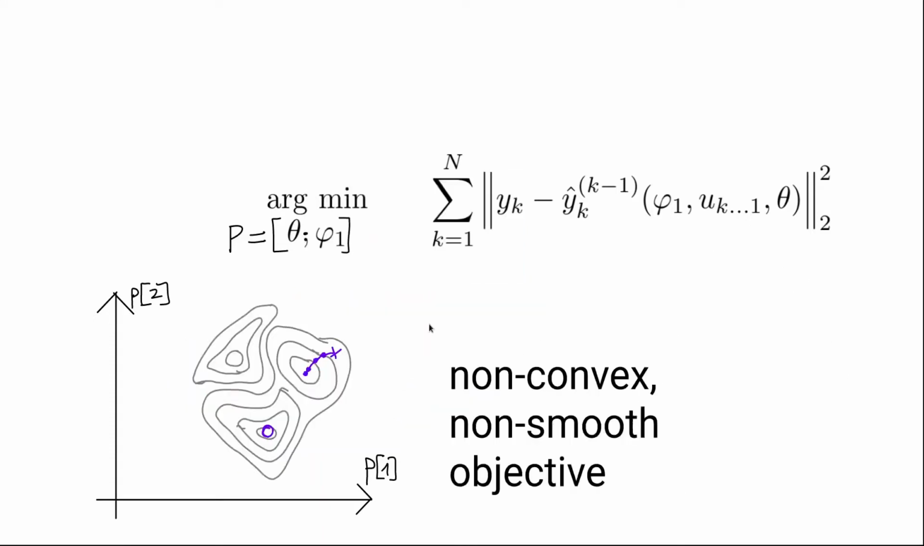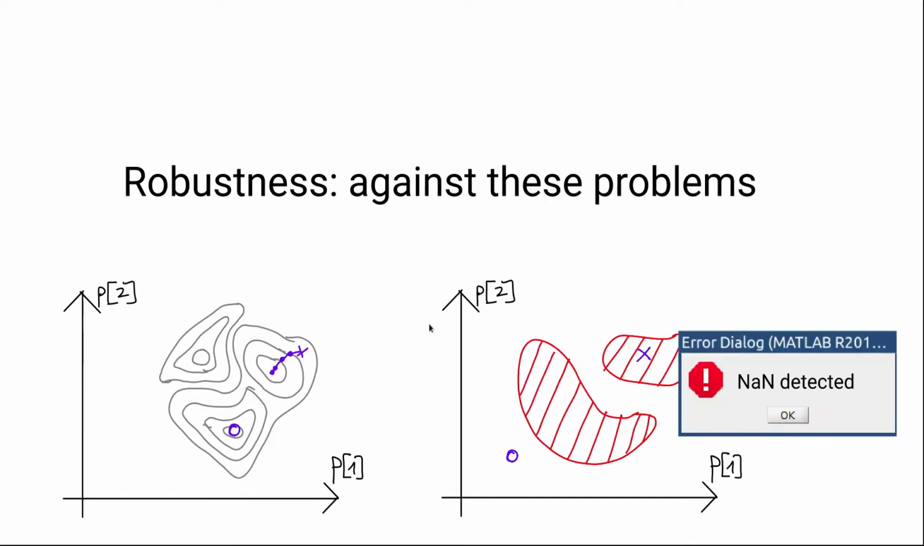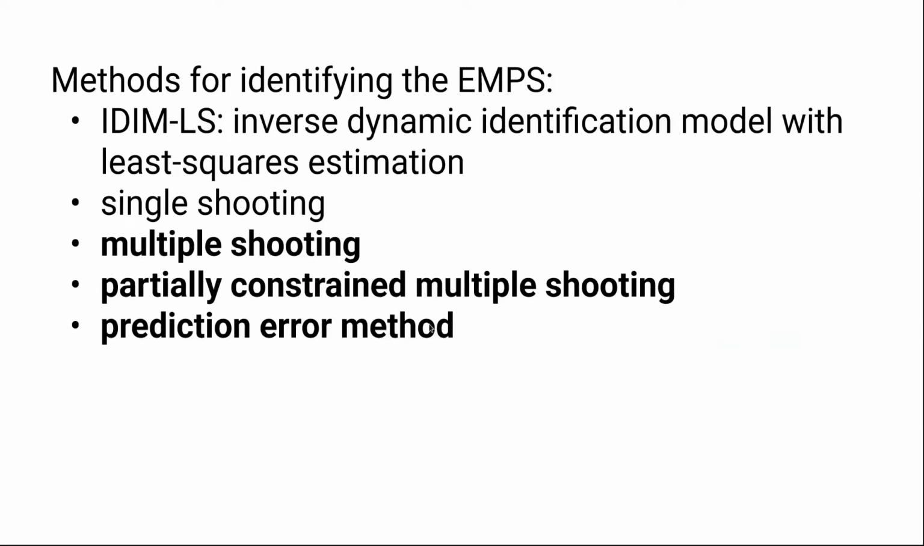Another problem is that the objective in case of single shooting is non-convex, and also it's not smooth. Or I can say there are other formulations where it's smoother. But it's very easy to go into local minima that are not the best local minimum. When I talk about robustness, then it's robustness against these kinds of problems. So let's take a look at the other formulations.